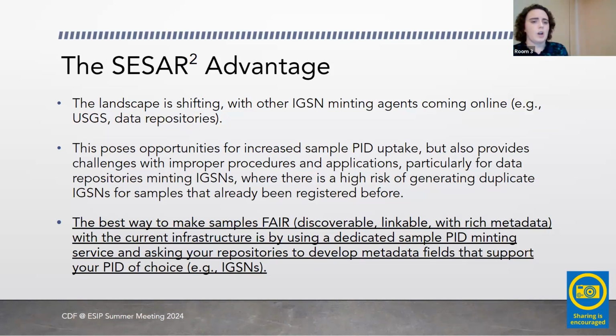And so from the CSAR perspective, the best way to make samples FAIR, by which we mean, in this case, making samples discoverable, linkable with their associated research products, meaning publications, data sets, other research products, and with rich metadata that makes these records actually usable. With the current infrastructure, we would say using a dedicated sample PID minting service is the way to go, and then asking your data repositories to develop metadata fields that support those PIDs, in this case, IGSNs.